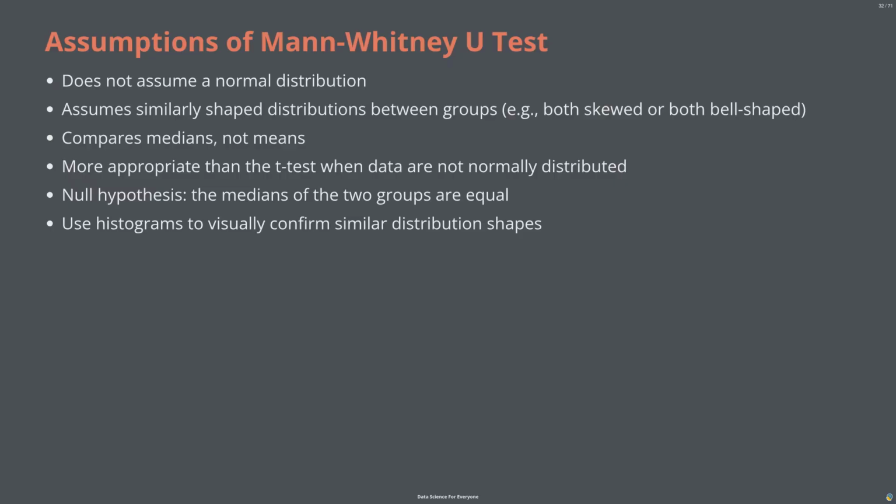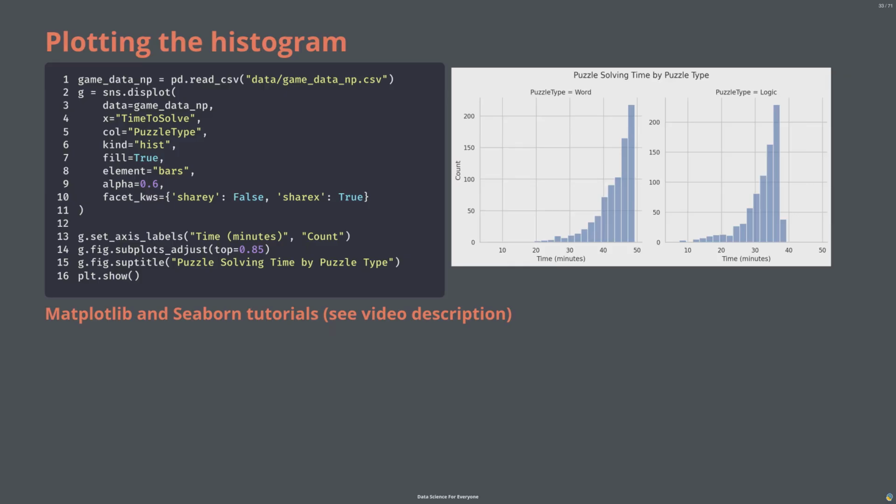Again, we check the histogram to confirm both groups have similar but non-normal shapes to ensure that the Mann-Whitney U test is a better fit. Since the previous game data was normally distributed, this time we'll use non-parametric data. The link to this dataset is in the description. We import the data and save it as game_data_np, and like before, we can plot the histogram to confirm that both groups have similar left-skewed shapes, making the Mann-Whitney U test a better fit.